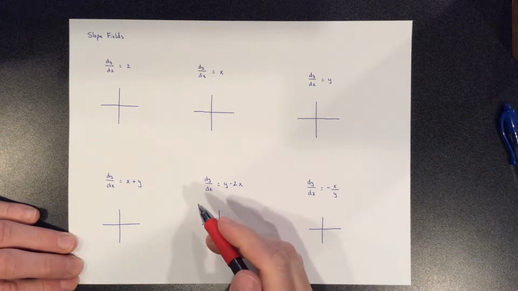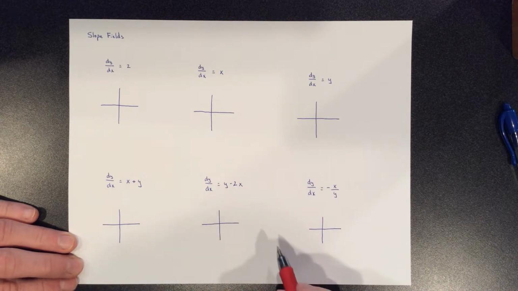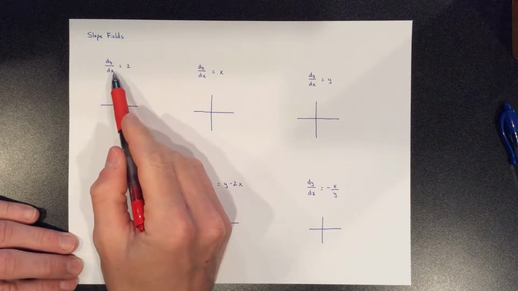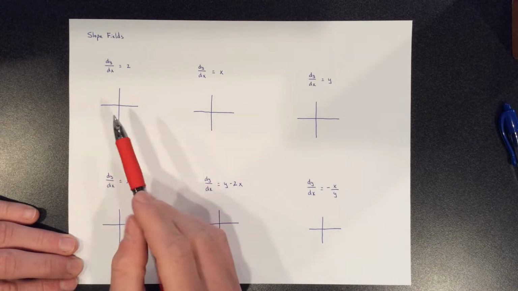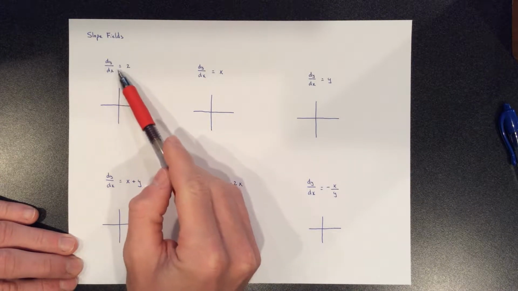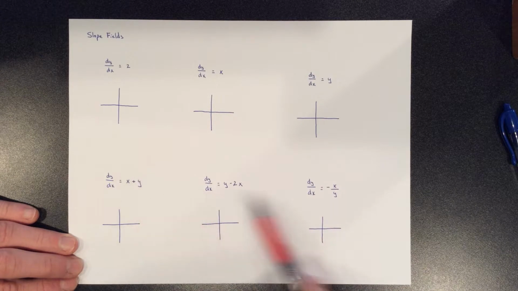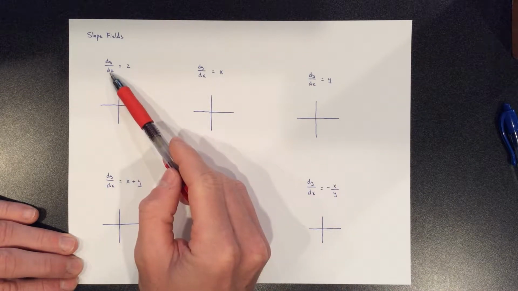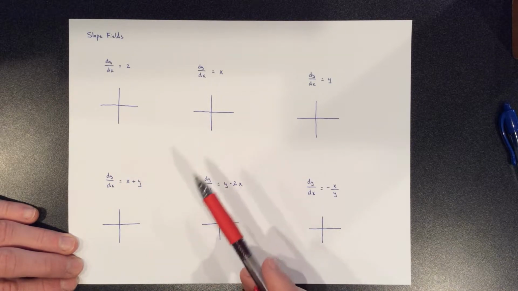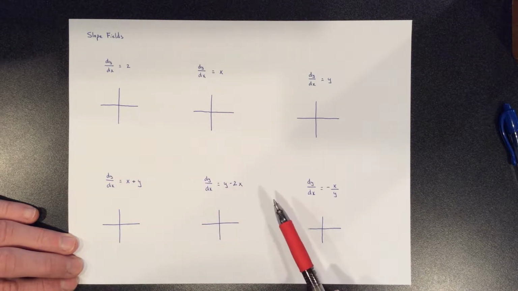Okay, let's take a look at slope fields, and I'll work you through 6 different examples. This first one says dy/dx equals 2. Again, this is a differential equation that describes the slope in this case. All of these are already solved for dy/dx. That's not the only way a differential equation can present itself, but these are the easier examples.